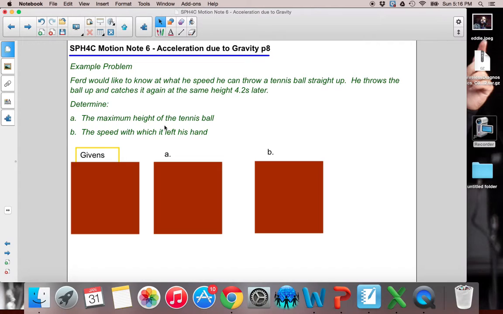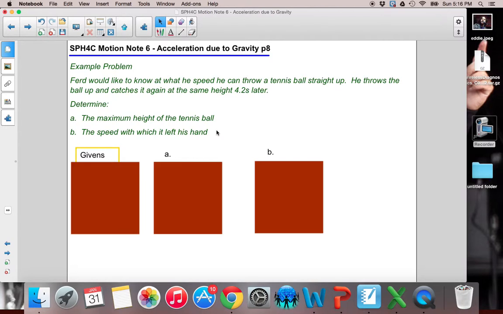One more example. Ferd would like to know at what speed he can throw a tennis ball straight up. So he throws a tennis ball and it leaves his hand. How fast is it going, right, when it leaves his hand? So he catches it at the exact same spot he threw it 4.2 seconds later. So we want to find the maximum height, how far it went, and the speed with which it left his hand.